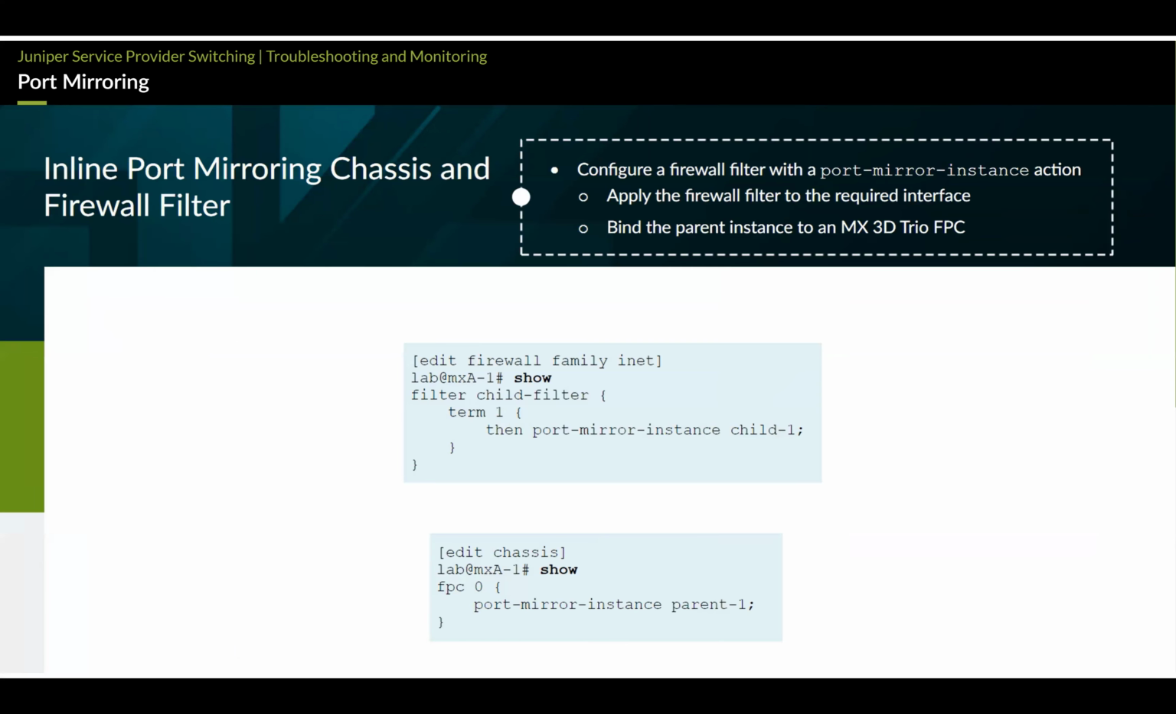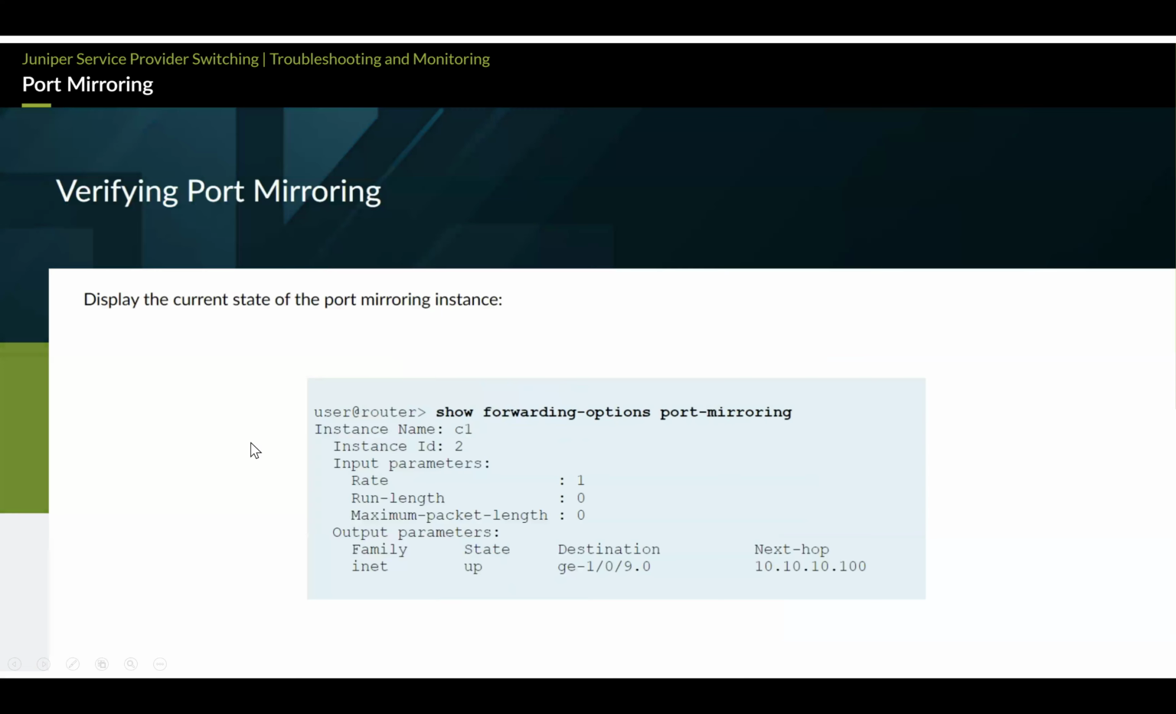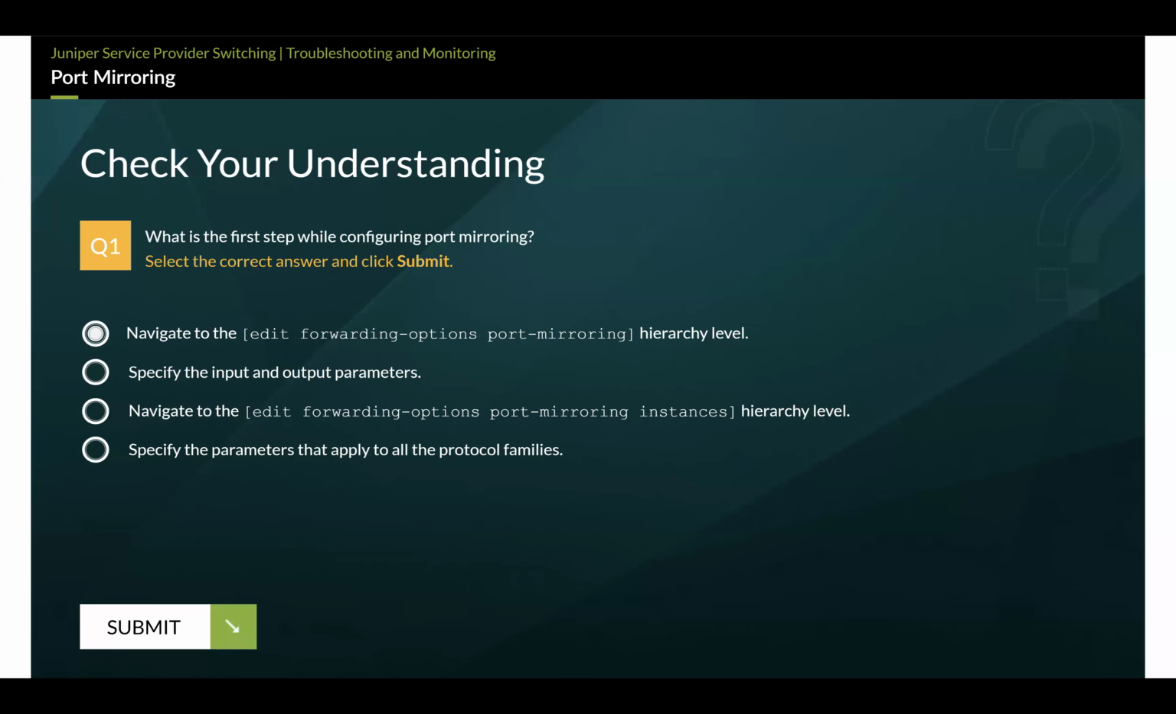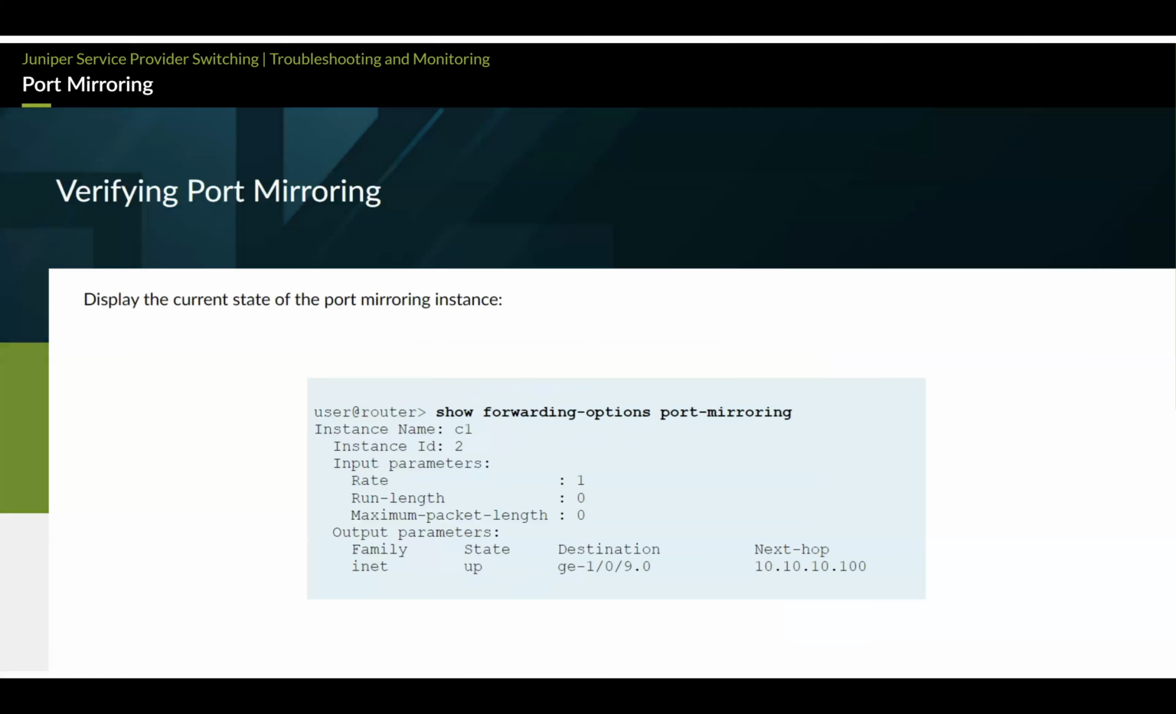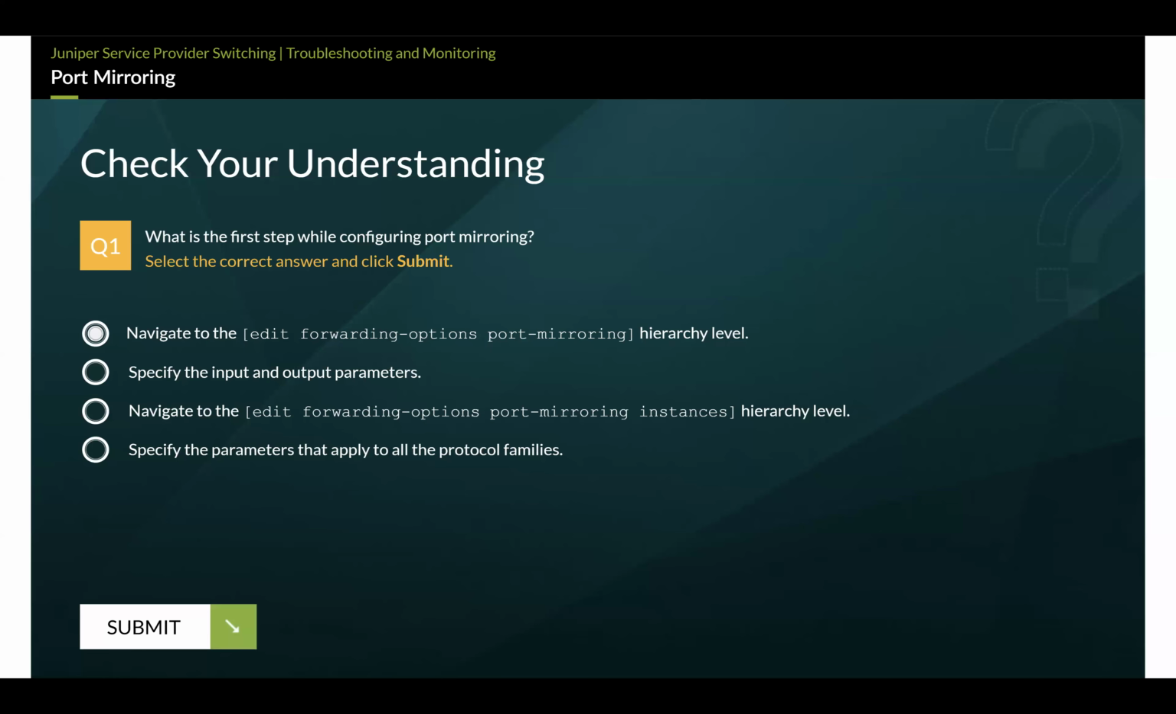Inline port mirroring, chassis and firewall filters, is another example. Chassis FPC 0 port mirror instance parent one. Another example. And this is the port mirror verification: show forwarding-options port-mirroring.